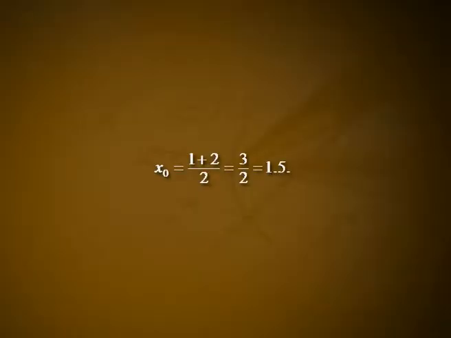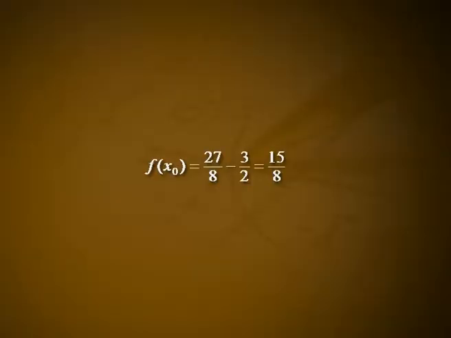solution. Example 1. Find a real root of the equation f(x) = x³ − x − 1 = 0. Solution. Step 1. Since f(1) is negative and f(2) is positive, a root lies between 1 and 2, and therefore we take x0 = (1 + 2)/2 = 3/2, that is 1.5. Step 2. f(x0) = 27/8 − 3/2 = 15/8 is positive, and hence f(1)·f(1.5) < 0, so the root lies between 1 and 1.5, and we obtain x1 = (1 + 1.5)/2 = 1.25.